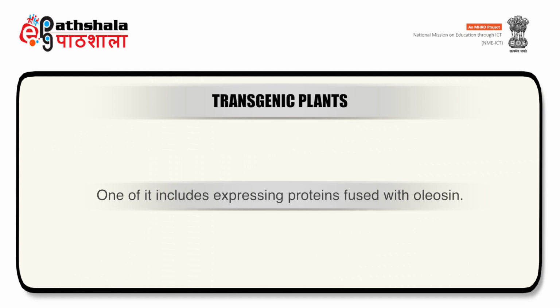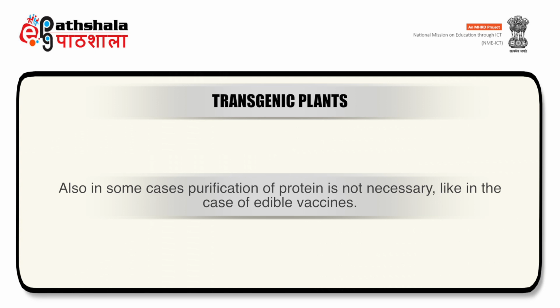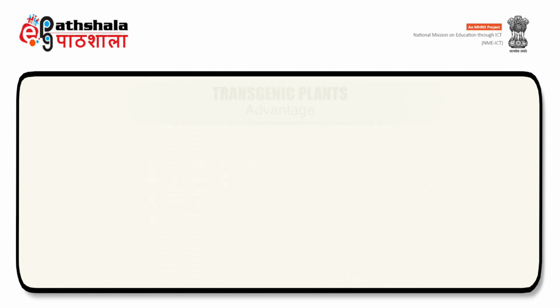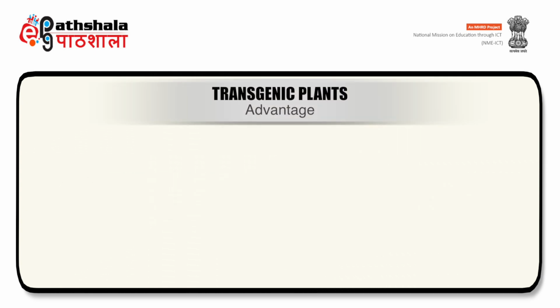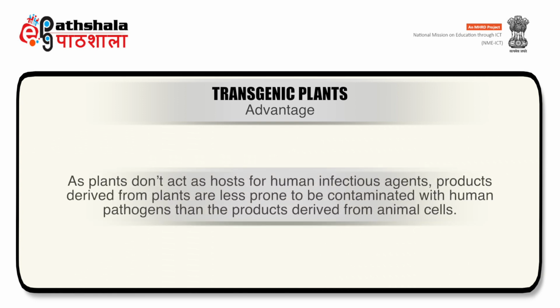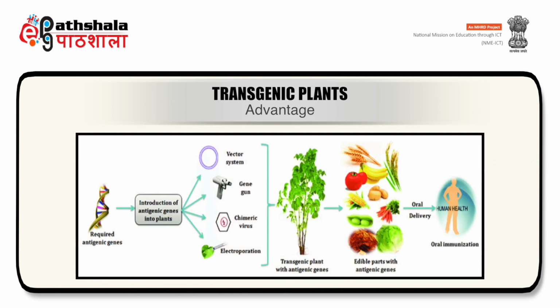However, purification step is expensive, while many methods are developed to rise above this problem. One of it includes expressing proteins fused with oleosin. Also, in some cases, purification of protein is not necessary, like in the case of edible vaccines. Now, we will check the advantages of plants using as culture systems. Plants don't act as hosts for human infectious agents. Products derived from plants are less prone to be contaminated with human pathogens than the products derived from the animal cells. The source, that is, the plant leaves or seeds for making the recombinant protein, is potentially indefinite and as shown in this figure.